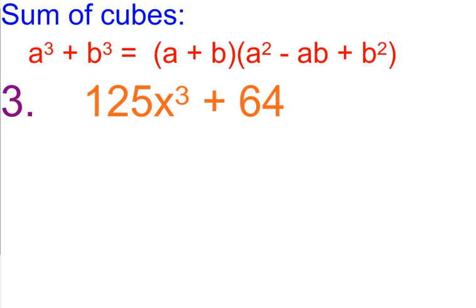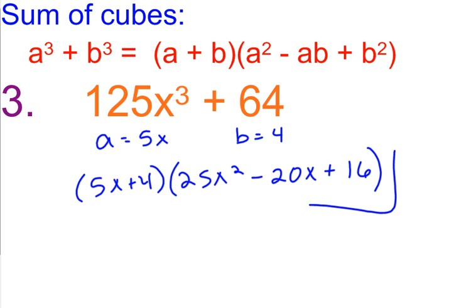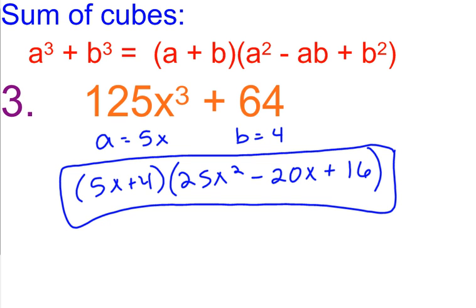Number 3, I'm going to have you guys try on your own and then pause the video and come back and check on it. So hopefully when you did 3, you found that the cubed root of 125 is 5 and the cubed root of 64 is 4. So when I plug that into the formula, I would have 5x plus 4. And then when you did a squared, you would get 25x squared minus a times b, so 20x, and then plus 4 squared, which is 16. Hopefully that problem was okay for you to do on your own.